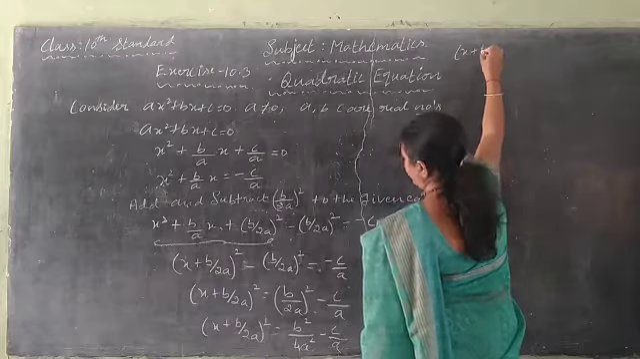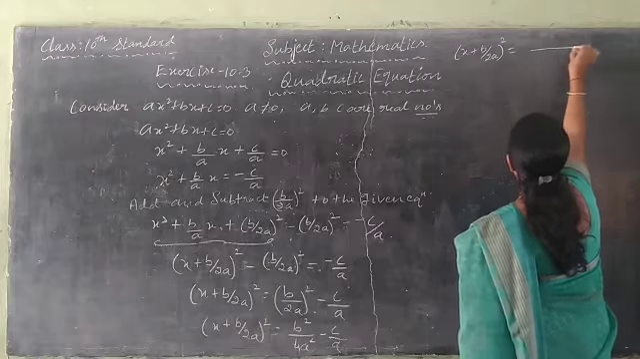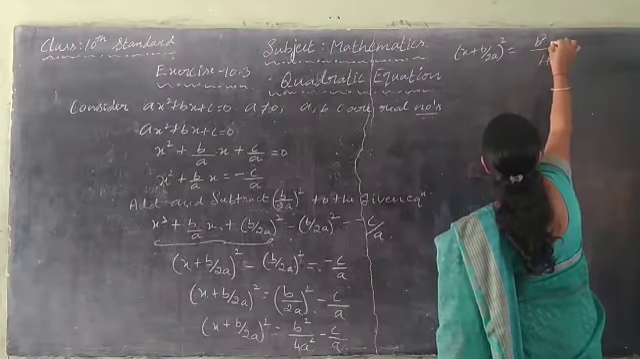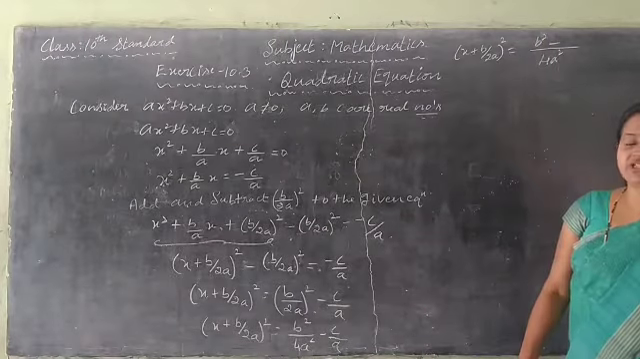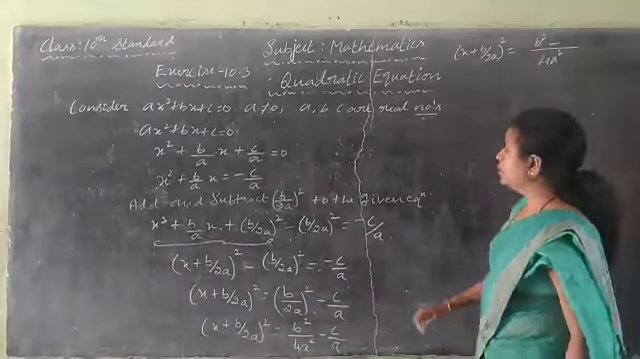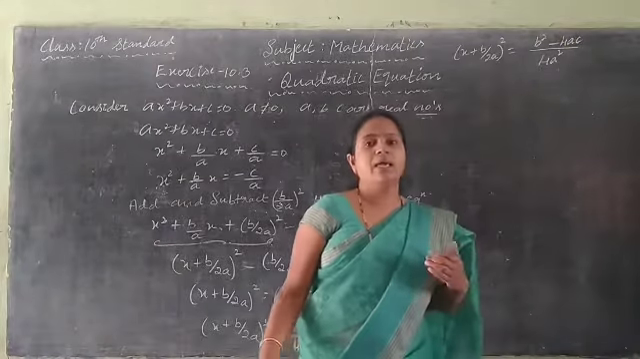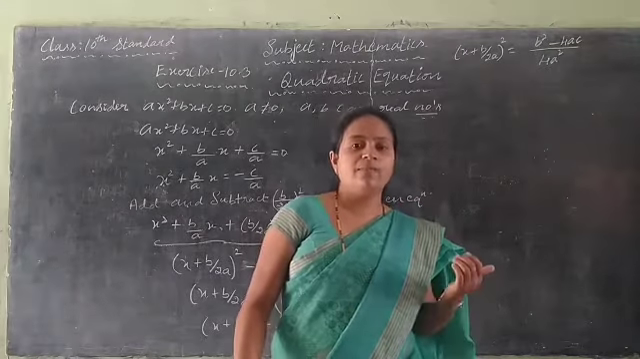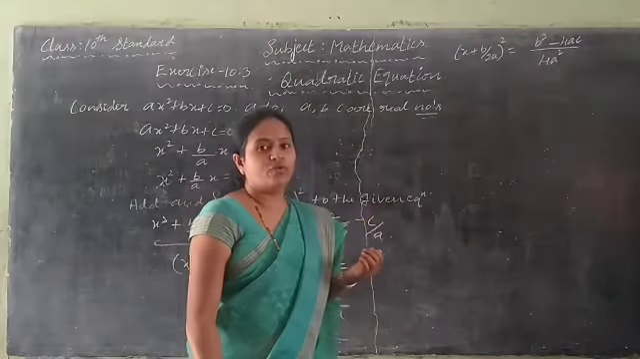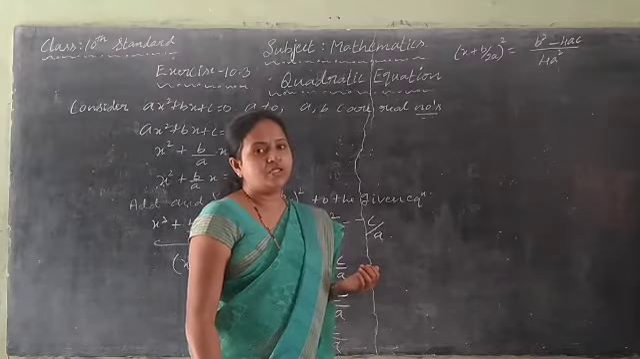(x + b/2a)² ... So the LCM of 4a² and a is 4a². Here 4a² cancels, remaining is b². In the same way, next a cancels, remaining is 4a. For that 4a, we multiply the numerator, then we get 4ac. Now we have (x + b/2a)² = b²/4a². Sorry, when you take the LCM, we will get 4a². In the numerator, we get b² minus 4ac, divided by 4a².